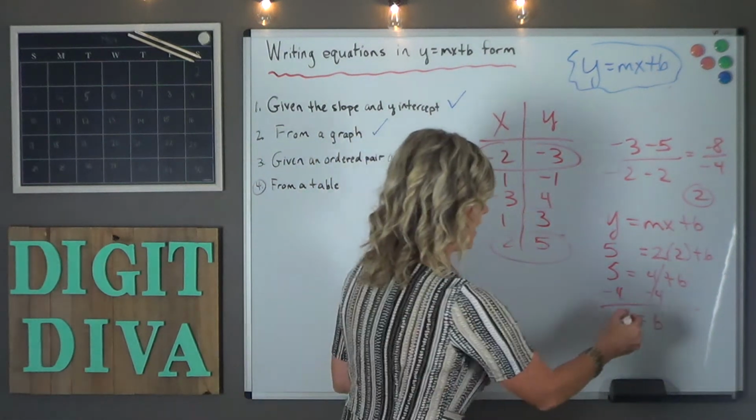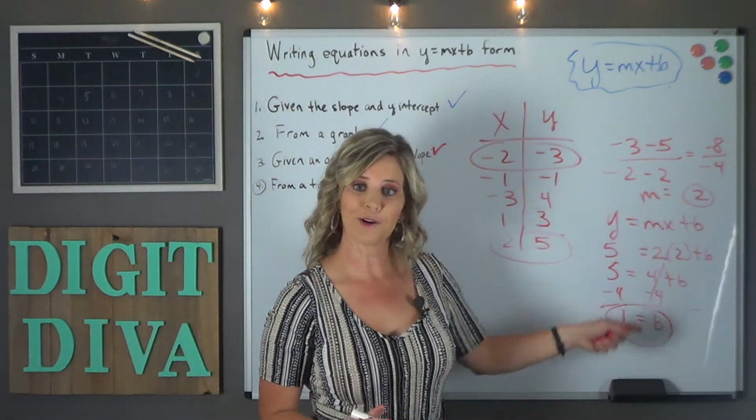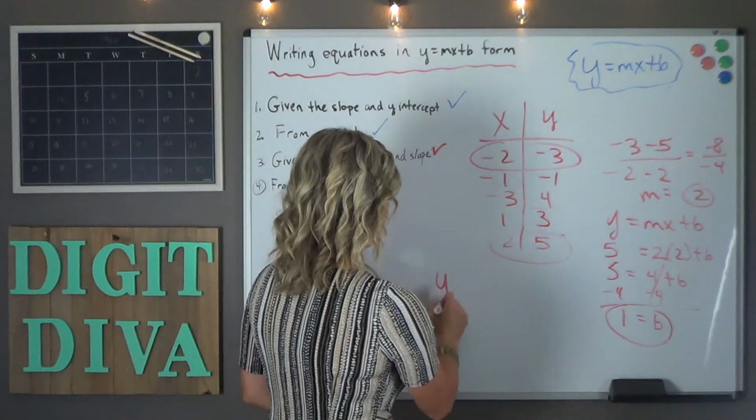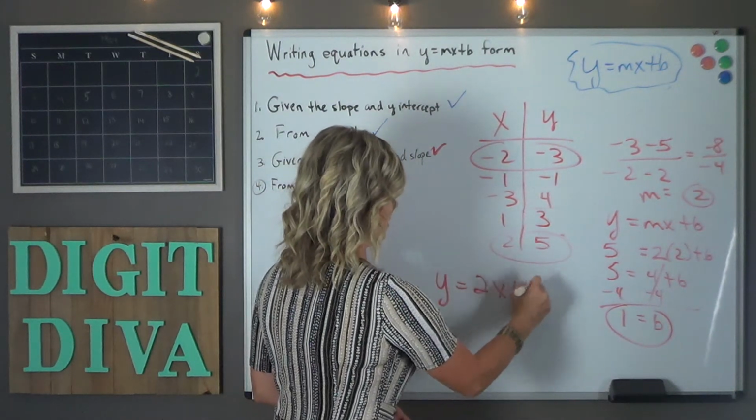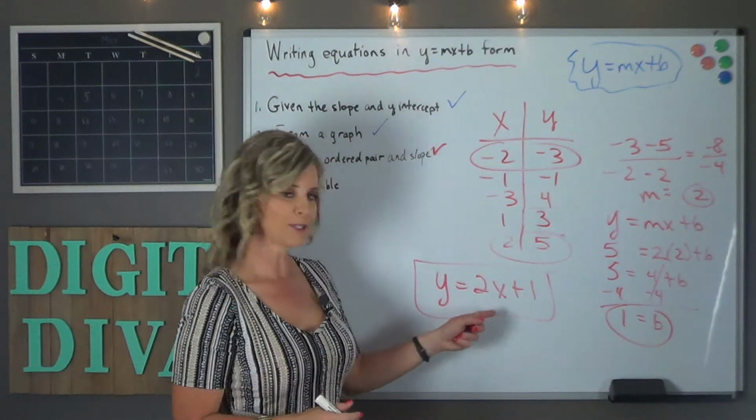So now we have our two important numbers. We have our slope and our y-intercept. I simply put those together, and we have written an equation. y equals 2x plus 1.